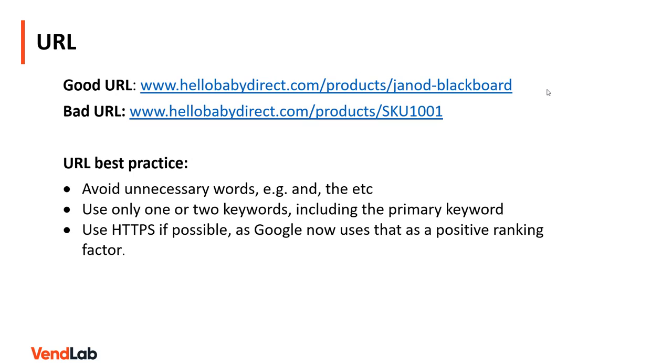When defining URLs, use only one or two of your keywords, including the primary keyword for the page. So a good URL would be something like product/Jano Blackboard, and that's the Jano Blackboard product. A bad URL would be something which just uses the SKU. You should avoid unnecessary words, for example, the and. Remember that pages should be secure, HTTPS if possible, as Google now uses this as a positive ranking factor.